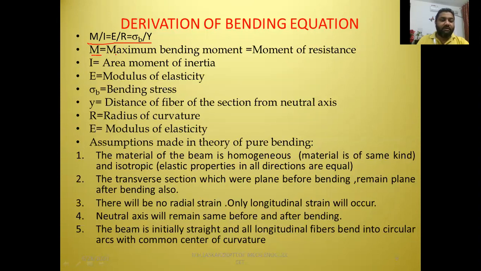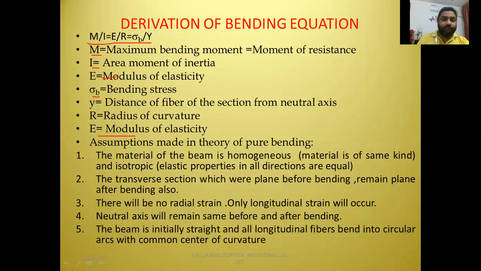M is the maximum bending moment, also called the moment of resistance. I is the area moment of inertia. E is the modulus of elasticity. Sigma b is the bending stress. Y is the distance of a fiber or layer of the section from the neutral axis. R is the radius of curvature.